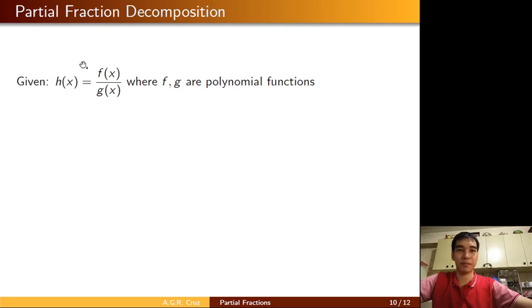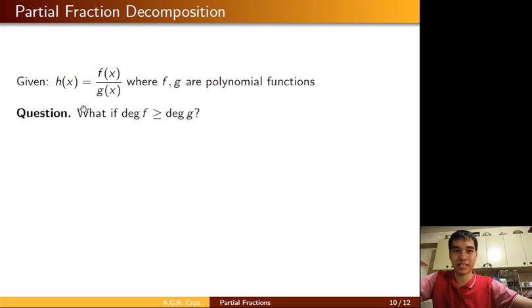So again, this is part 3 of our discussion. For most of it, assumption natin is the degree of your numerator f is strictly less than the degree of g. So now baligtarin natin yung assumption. What if the degree of your numerator f is greater than or equal to the degree of your denominator? Then hindi tayo pwedeng agad-agad mag-partial fractions dito, no? We will see why in an example later.